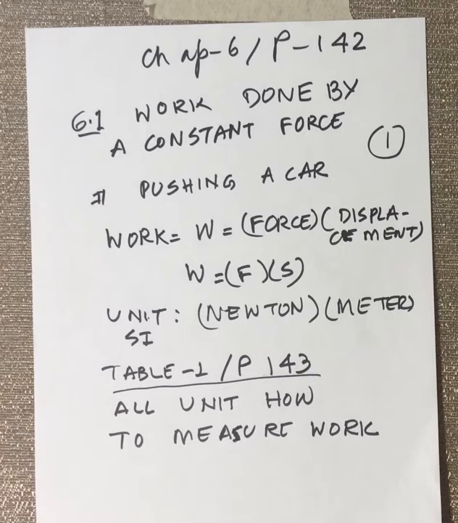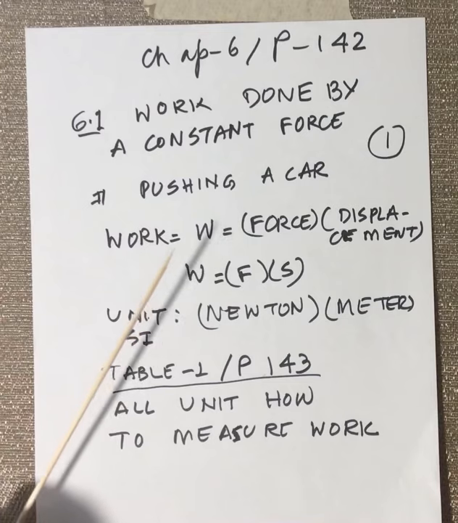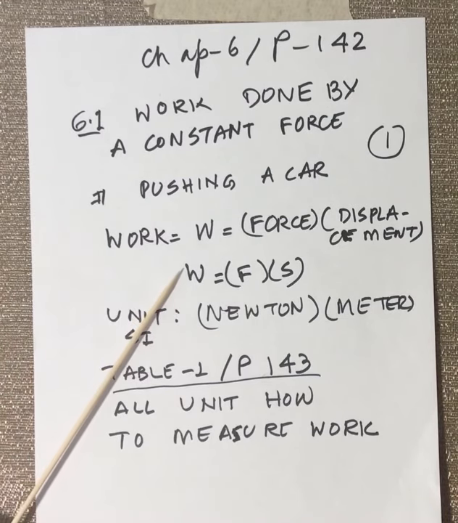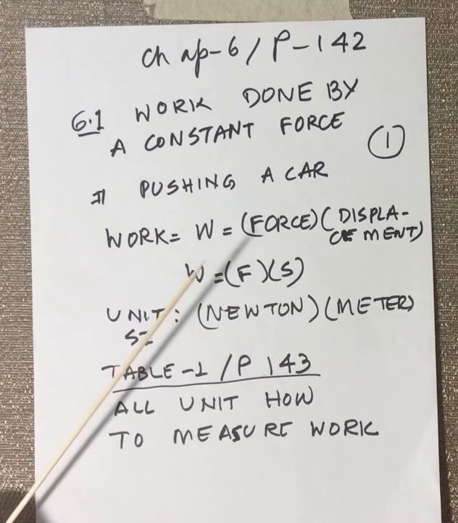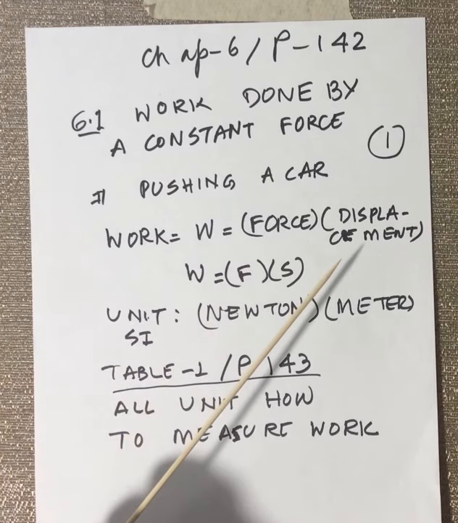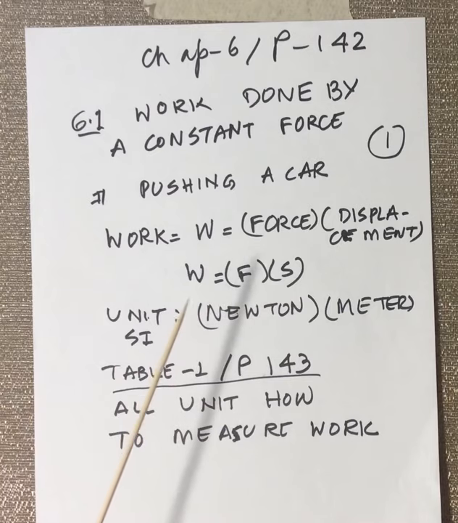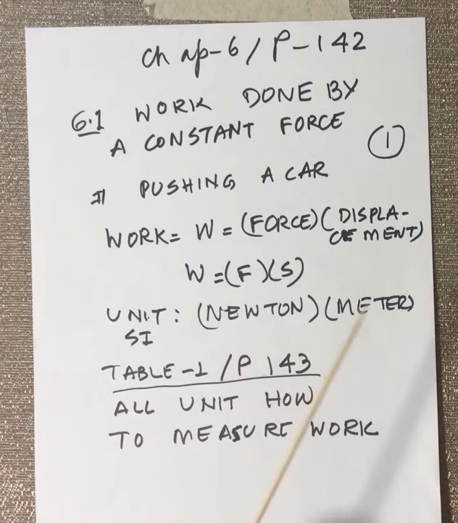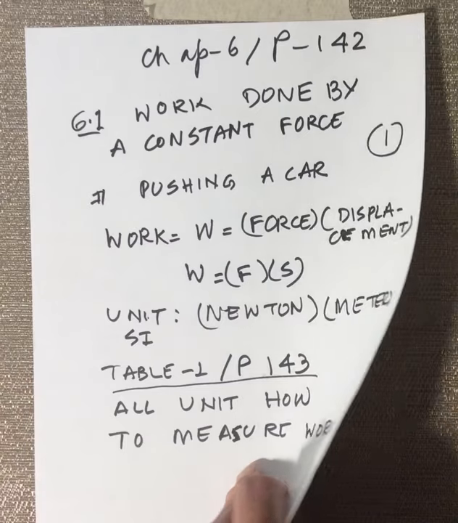Now let's say, for example, we are pushing or pulling a car. There is some work done, which is work equals force times displacement. So we could write down W, which is work, equals F times S. The unit is Newton meters. So you can look into table 1, page 143, and you can go over the units used to measure force and work.